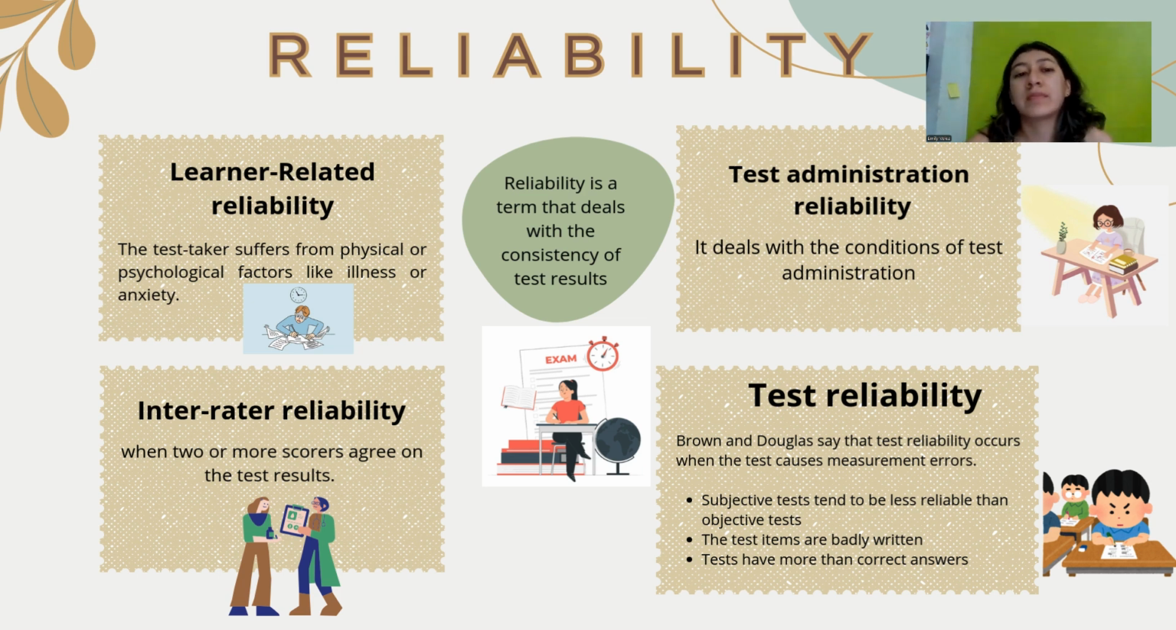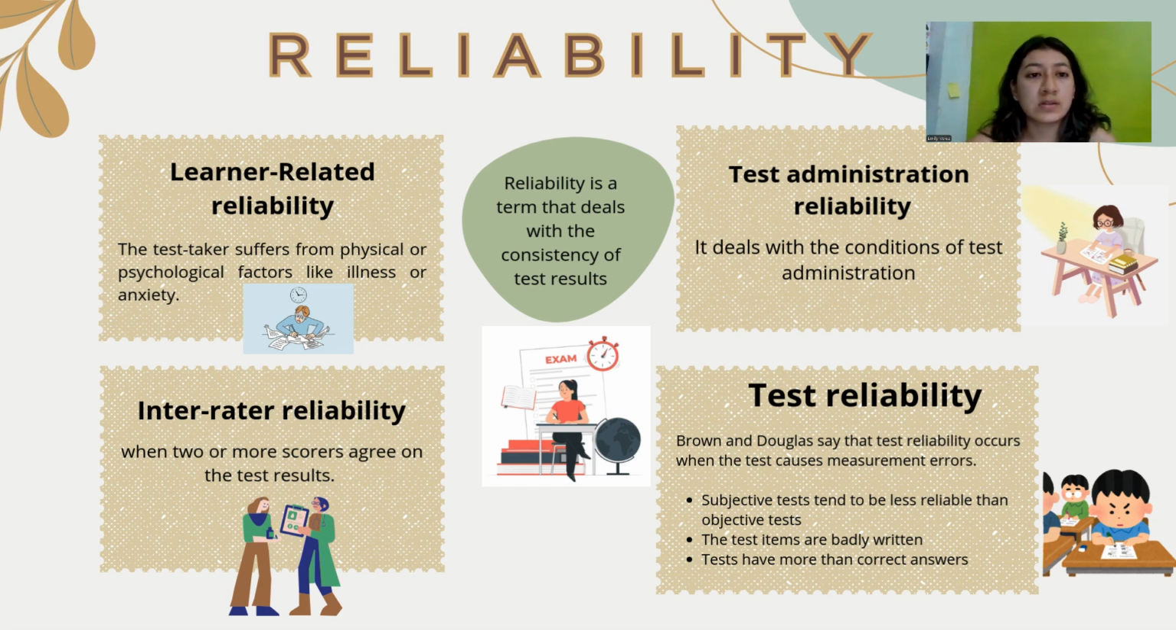Now I am going to talk about reliability. Reliability is a term that deals with the consistency of test results. For instance, if the same test is given to the same students on two different dates, the results should be the same. There are several types of reliability. The first is student-related reliability. It occurs when the test taker suffers from physical or psychological factors like illness or anxiety. These factors interfere with the final test result.